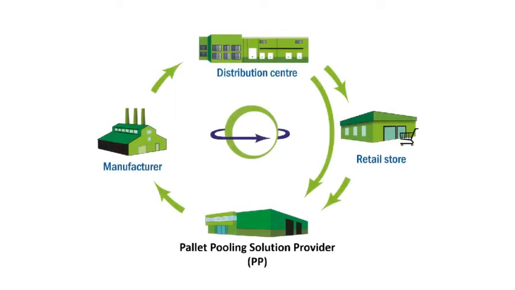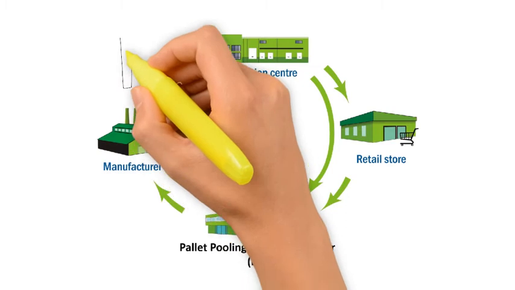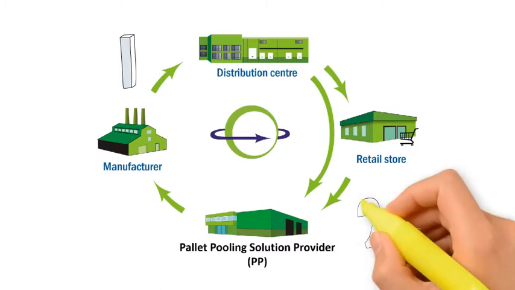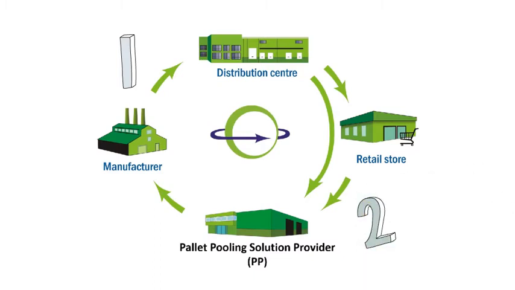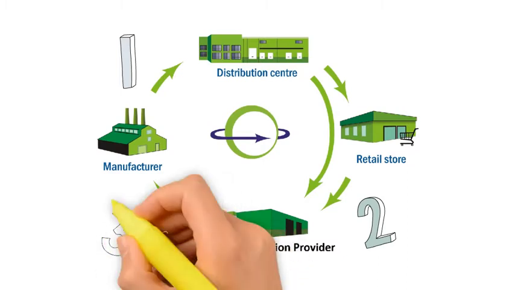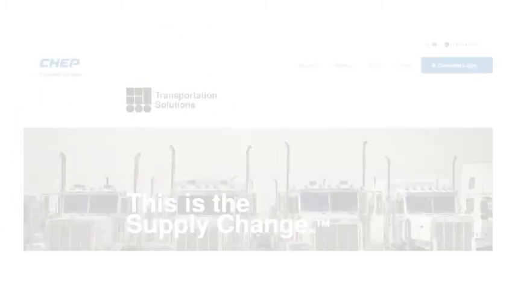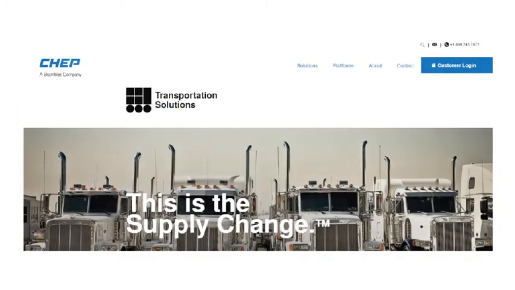Pallet pooling solution providers are responsible for cycling pallets through the supply chain. Firstly, they issue ready-to-use pallets to manufacturers and distribution centers. When retail stores receive their products, they unload the goods and return the pallets to the depot. At the depot, the pallets are inspected to ensure that quality standards are met before they are reissued. An example of such a pallet pooling solution provider is CHEP.